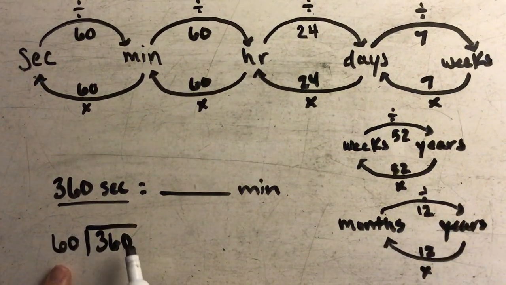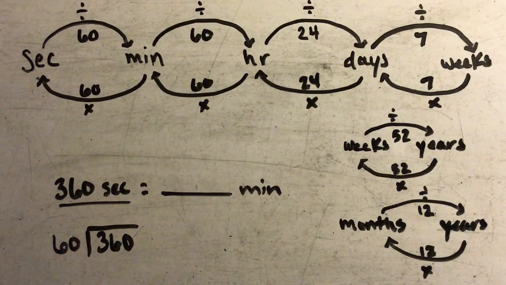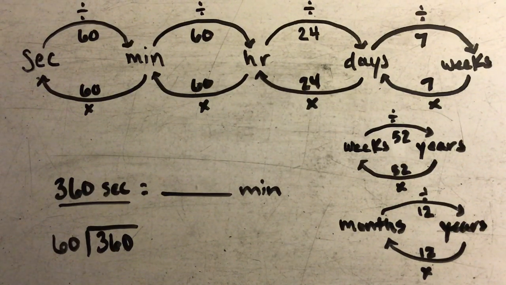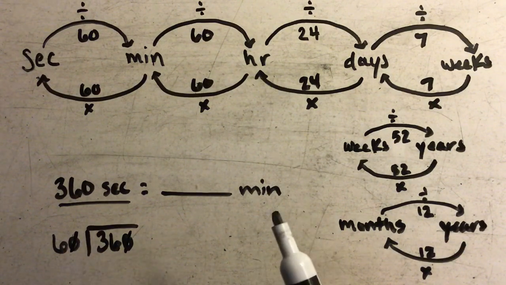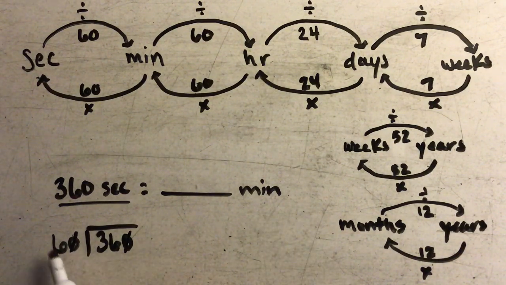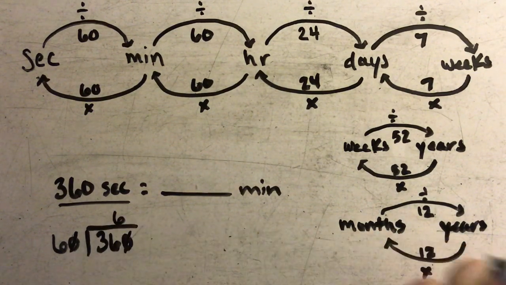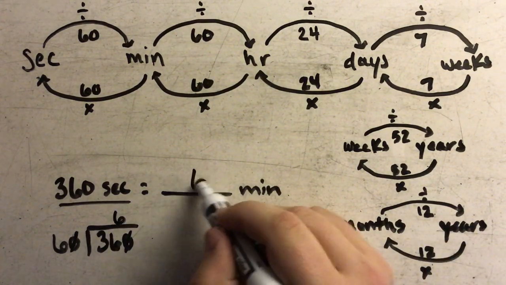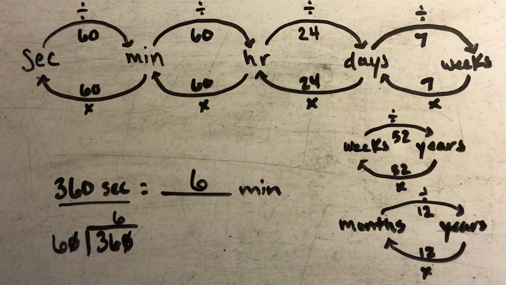And if you remember the trick with zeros in long division, if I have zeros on both sides of my equation, I can cancel zeros out as long as I cancel the same amount of zeros from both sides. So I have a 0 over here and a 0 over here. I can cancel them both out. And my basic division problem I have now is just 36 divided by 6, which is 6. So 6 minutes is equal to 360 seconds.